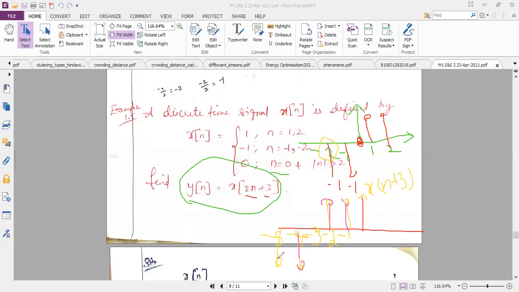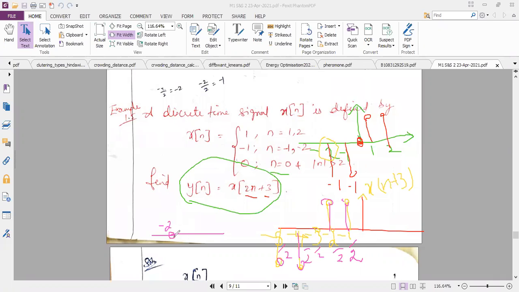My final diagram I have to draw now. My final diagram is very simple. 2n plus 3, 2 is multiplied with n. That means I have to divide the x of n plus 3 by 2. So keep dividing everything by 2. Minus 5 by 2, minus 4 by 2, minus 3 by 2, minus 2 by 2, minus 1 by 2. I said in a discrete time signal, the fraction will not be present. So can anybody tell me, minus 5 by 2, will it be present in the final diagram? No, ma'am. Okay. Now what values will be present? Minus 2 and minus 1.